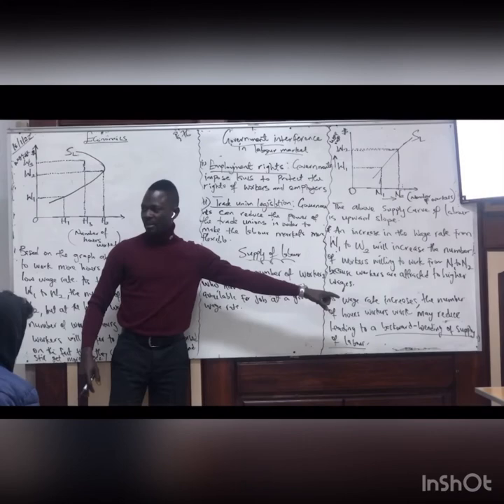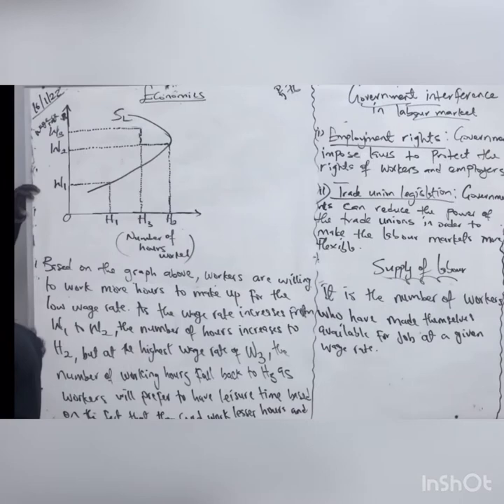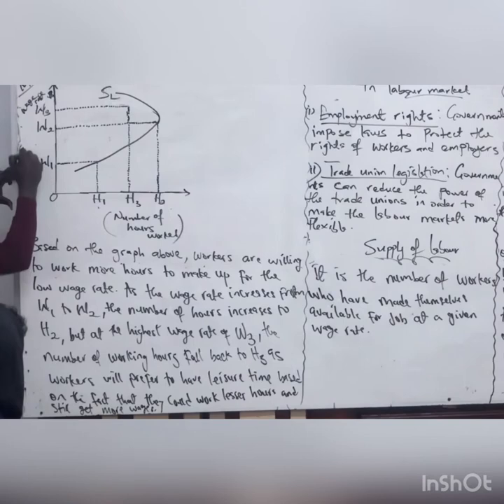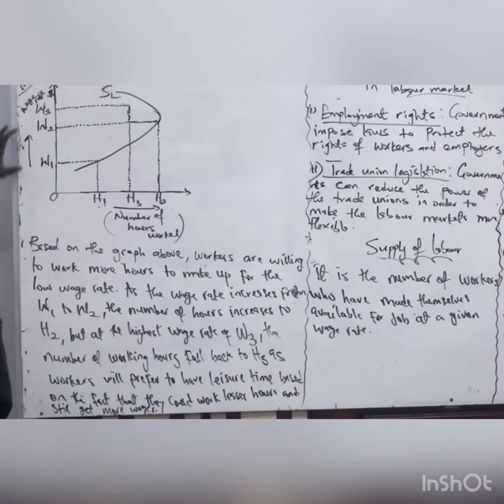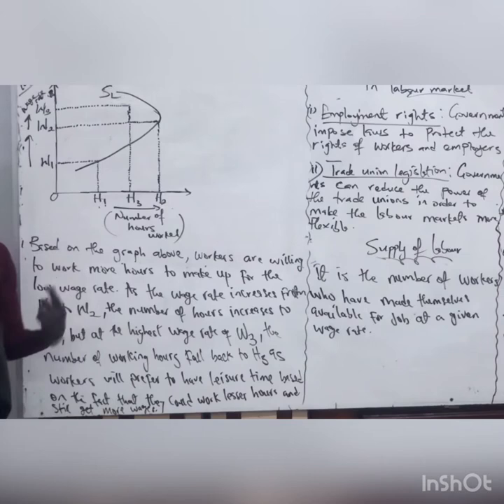So look at the graph here. At the wage rate of W1, the number of hours worked is H1. When it increases to W2, the number of work hours increases from H1 to what? H2. Do you understand? So that's at equilibrium. But there's going to be a stage, because look at the way the number of hours has expanded, it has increased so much, right? So if the wage rate increases from W2 to W3, what will happen? At that point in time, workers will be willing to work fewer hours.